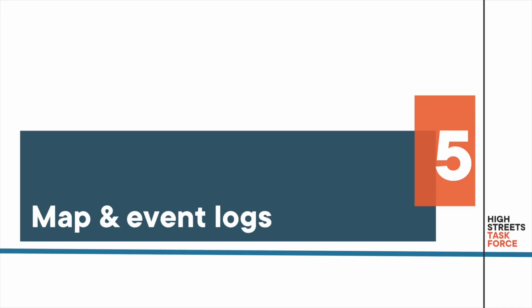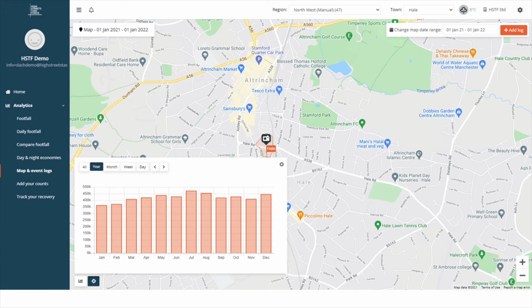Moving on, we'll now look at the Map and Events Log functionality. When selecting this option, you'll be able to view a map displaying your camera locations, either real cameras if you have Springboard technology, or locations you've provided for the task force to estimate footfall for. Here you can choose to view footfall data alongside the map if that's useful, particularly where you have multiple footfall cameras. You can also choose to add an event log, essentially a note to record when significant events have taken place that could be expected to affect footfall, such as local markets or festivals, for example.